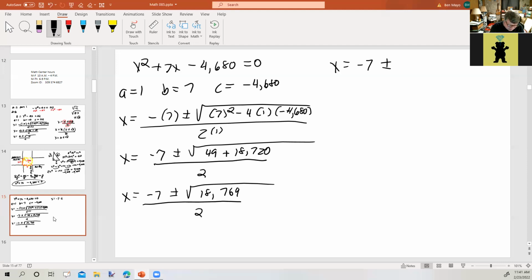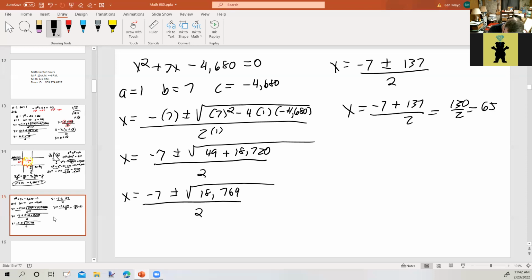If I take the square root of 18,769, I get 137, and that's all over 2. So then I've got X equals negative 7 plus 137 over 2, which is 130 over 2, which is 65. X equals negative 7 minus 137 over 2, which is negative 144 over 2, which is negative 72. So X equals negative 72 and 65.